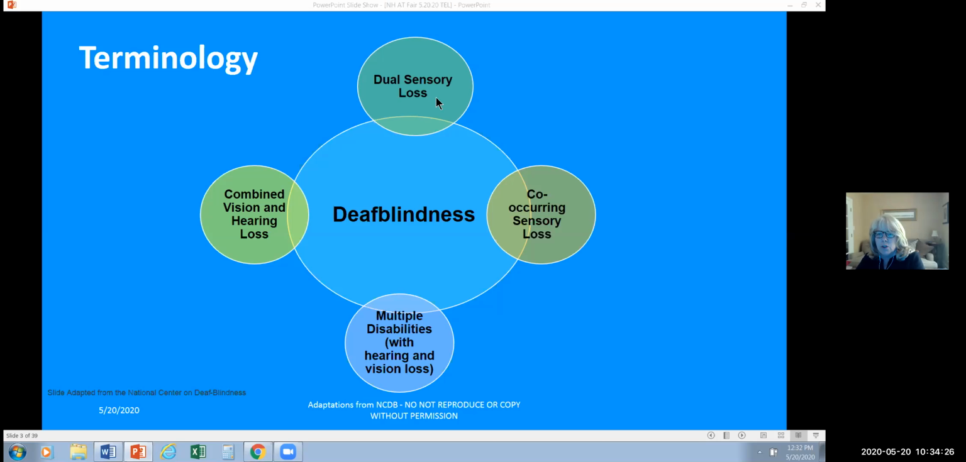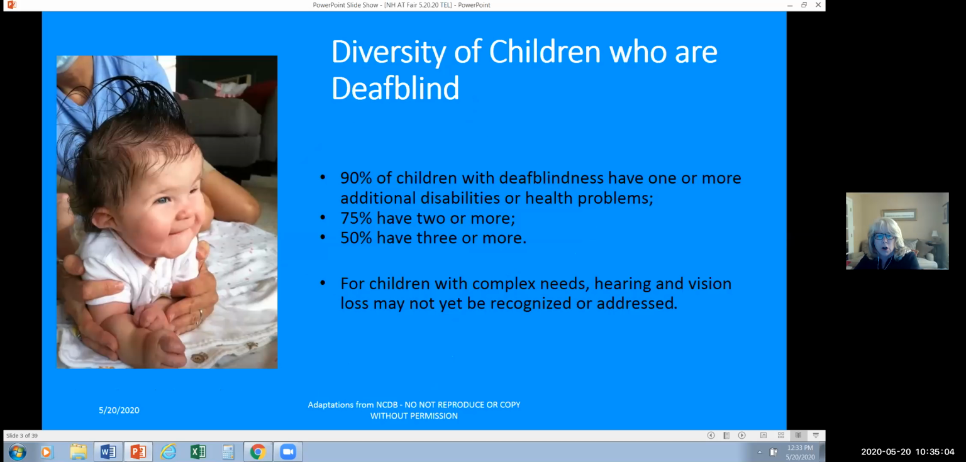So we typically use the term dual sensory loss, especially when we're working with families of young children and we're sorting out diagnostic information. But you'll also hear the term co-occurring sensory loss, multiple disabilities. You may hear MDVI, multiple disabilities with visual impairment, combined vision and hearing loss, again, being probably the most frequent that we use. I've also heard quite frequently deaf plus. So just to give you an example of all that terminology, I wanted to underscore the population and the various ranges that occur.